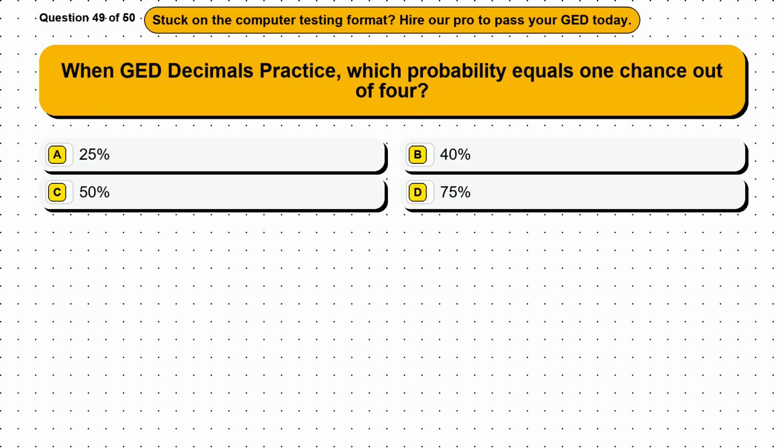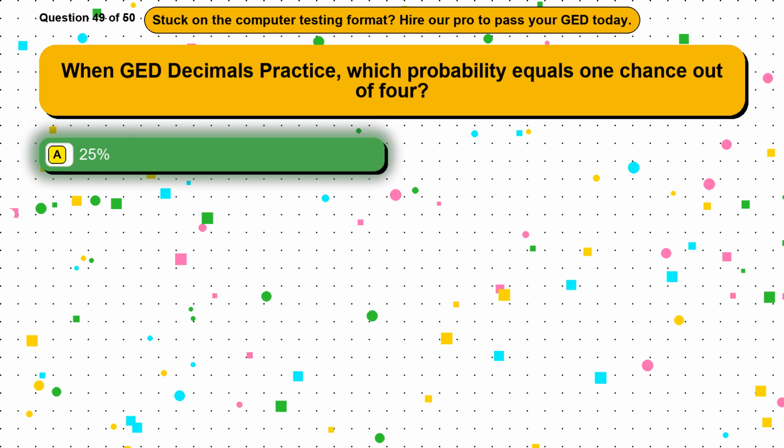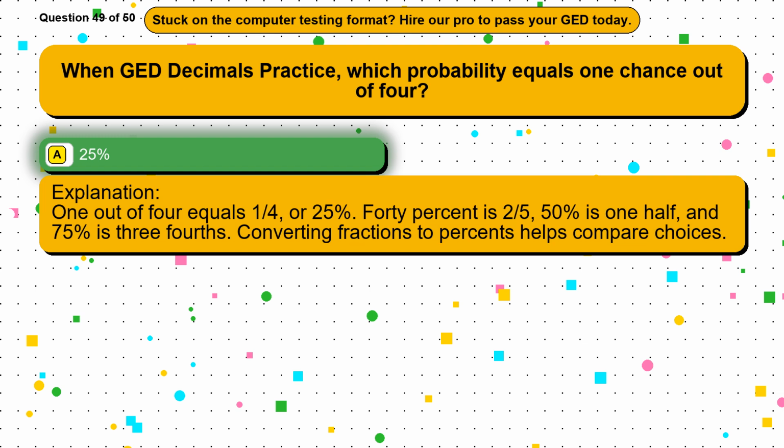Question 49. When GED Decimals Practice, which probability equals 1 chance out of 4? Option A, 25%. Option B, 40%. Option C, 50%. Option D, 75%. The correct answer is option A. 25%. 1 out of 4 equals 1/4, or 25%.